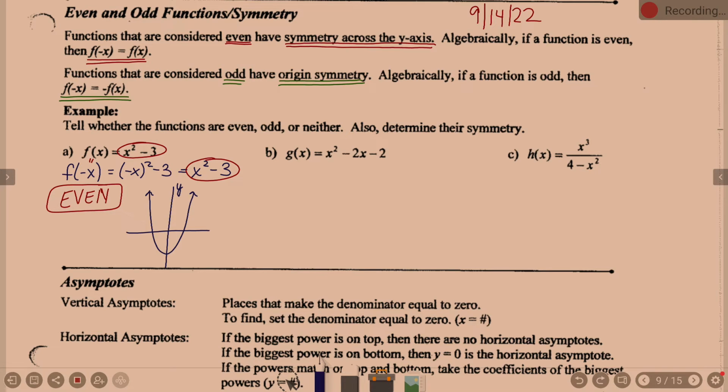Officially, what was the other question we were supposed to answer? Even, odd, or neither, and determine the symmetry. What kind of symmetry do we have here? Symmetry where? Across the y-axis. So I'm going to say symmetric across the y-axis.